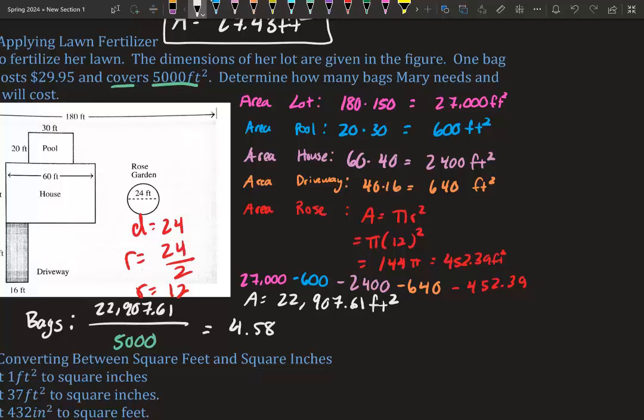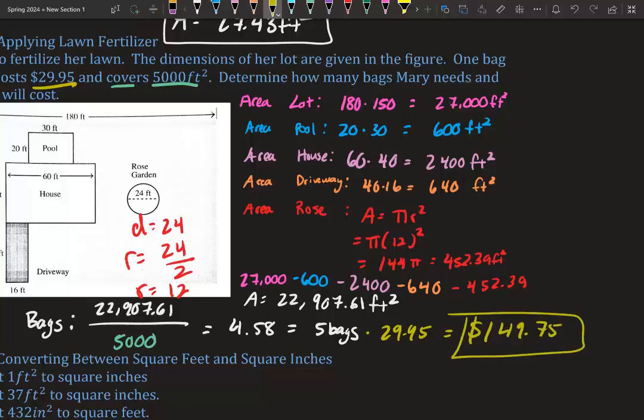However, when you buy something, I can't buy half of a bag. So you have to buy 5 bags. You're going to have a little extra, but you have to buy 5 bags. If we have to buy 5 bags and each bag costs $29.95, we're just going to multiply by $29.95. And we get our cost is $149.75. So it's going to cost Mary about $150 to fertilize her lawn.